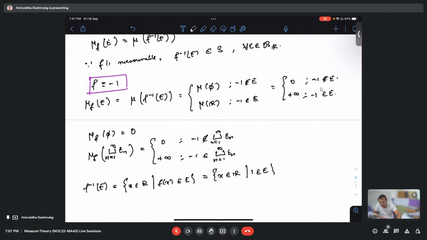So would it be -1? Sorry, yeah, -1, such that -1 is inside E. So this is empty when -1 is not in E, because then there is no element such that -1 is inside E. Or it is all of R when -1 is inside E, right?